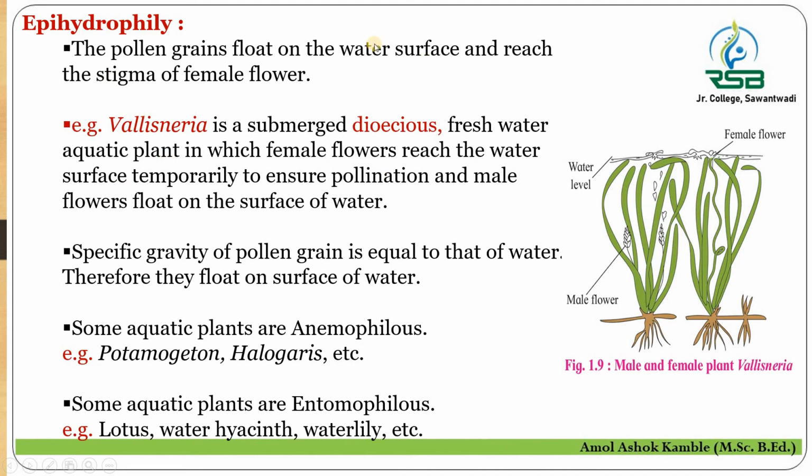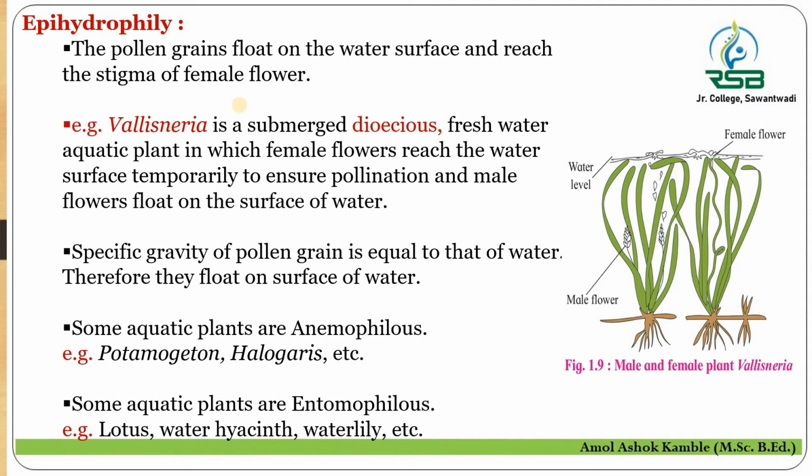pollination. There are other modes of pollination also found in aquatic plants, like anemophily, a type of pollination with the help of wind, in Potamogeton and Zostera. Again, there is also pollination by insects, called entomophily, in lotus, water hyacinth and water lily. So hydrophily is the type of pollination which takes place with the help of water.